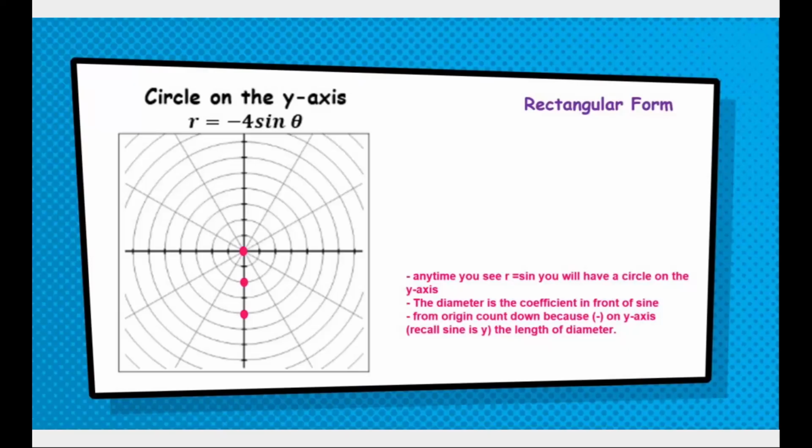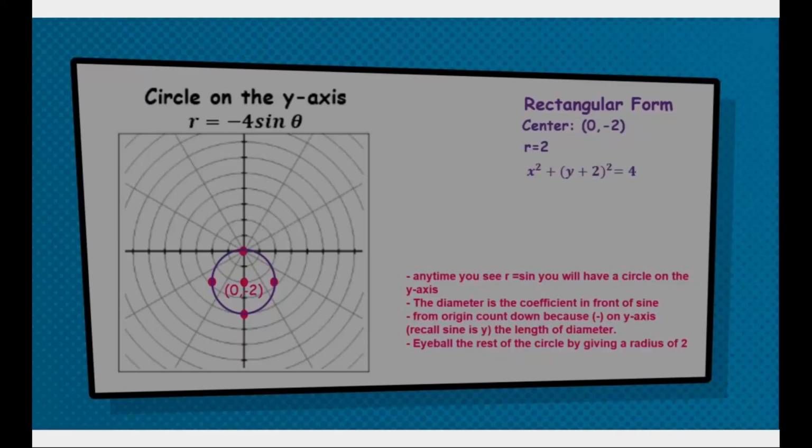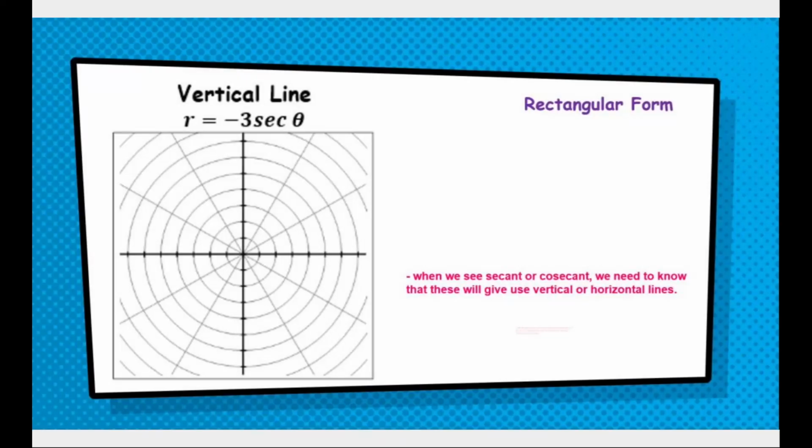And then I'm going to roughly sketch and label those points because that's going to help me to write my equation of the circle. And then I'm just going to go out a little bit so I can get a nice little circle like that. I can see that my radius is 2, and my h and k are 0, -2. So I can plug all of this into my equation of a circle, and I get x squared plus (y plus 2) squared equals 4.